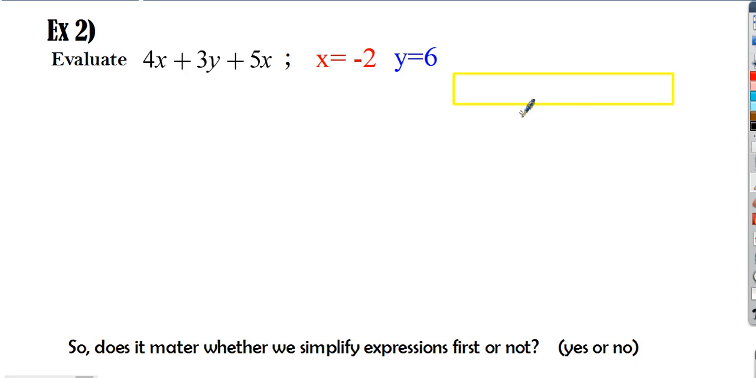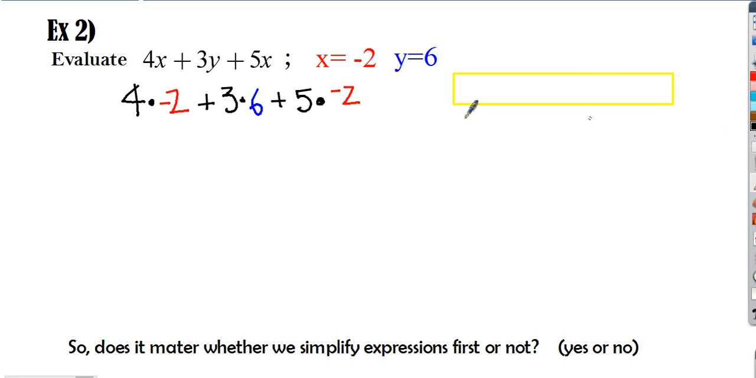Okay, let's do another example. Evaluate 4x plus 3y plus 5x. So again, this is 4 times x, 3 times y, 5 times x. So let's replace these variables. We have 4 times x, which is now -2, plus 3 times y, which is now equal to 6, plus 5 times x, which again is equal to -2.